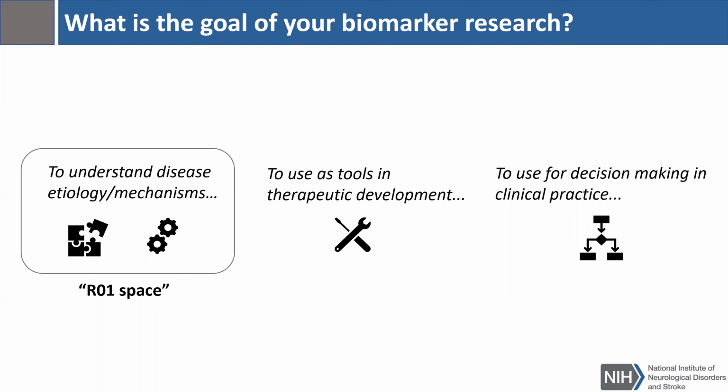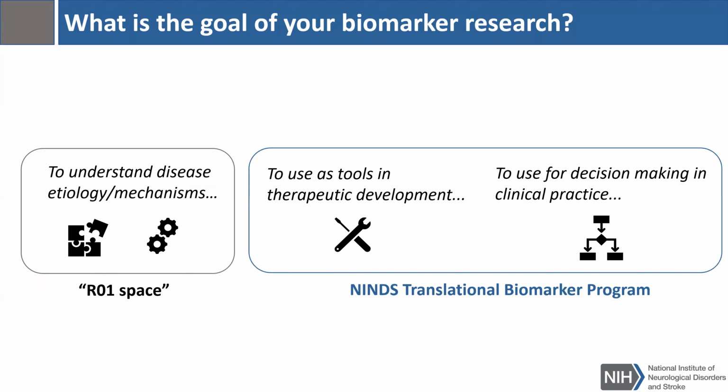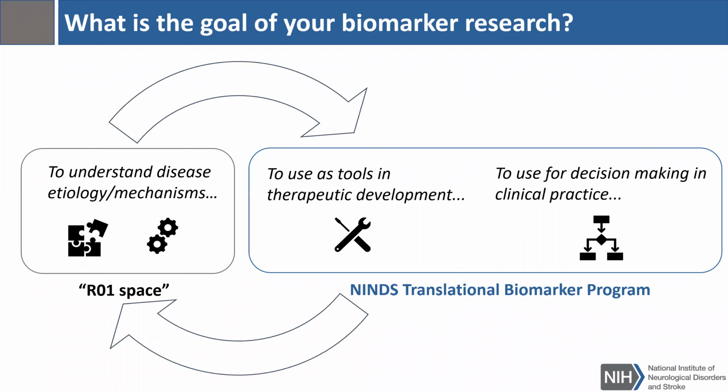If you're really asking a disease mechanistic question, you'd go to the R01 or R21 space. If you're thinking about trying to develop a biomarker really as a tool, then you'd be coming into our program probably. Now, of course, there's a little bit more nuance here. This is an iterative process, and mechanism helps drive what tools are going to be appropriate in clinical trials. And sometimes those lead to better understanding of mechanisms. So recognize that there is some gray area.